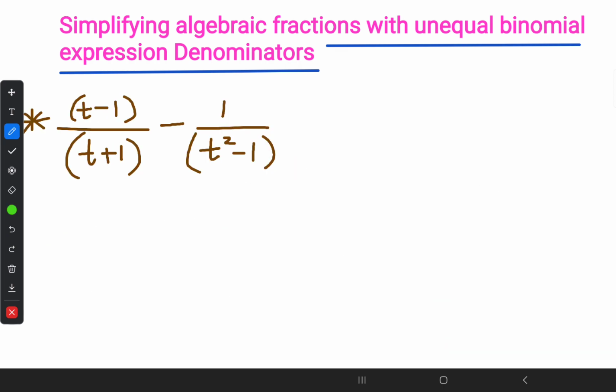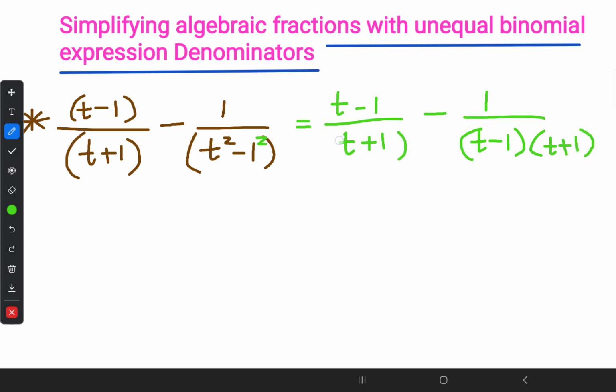So initially in the denominator, let's do the factorization. The first fraction is already in the factorized form. So no need to worry about that one. Just keep it as it is, (t − 1) upon (t + 1). In the second fraction, you are having an unfactorized expression. t² − 1 can be expressed as t² − 1². So the factorization would be (t − 1) times (t + 1).